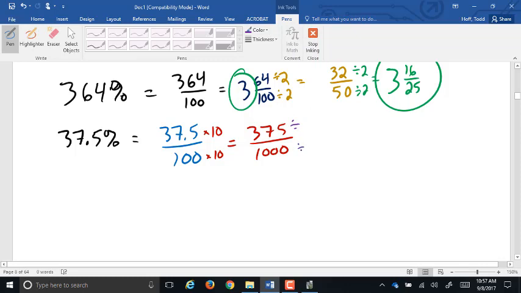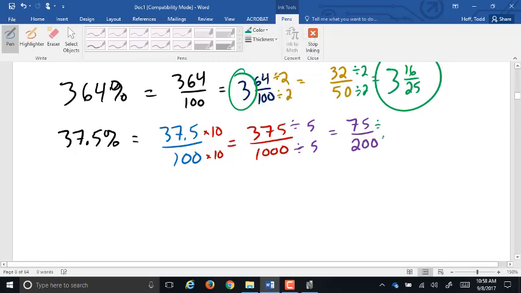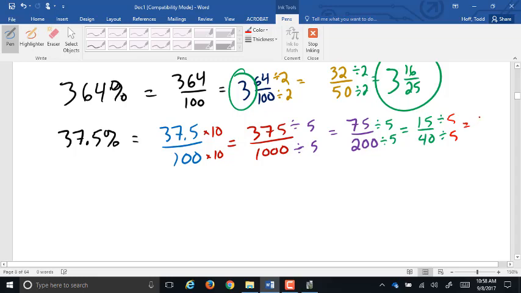Both of those can now be reduced by 5. 375 divided by 5, 75. 1,000 divided by 5 is 200. What's next? Divide by 5 again would work. That would give us 15 over 40. We can still divide by 5. Get 3 over 8.